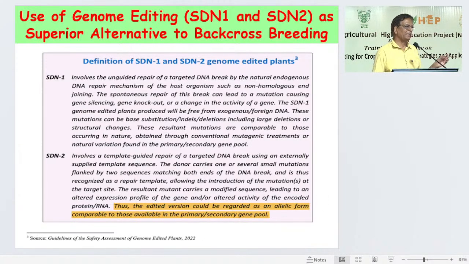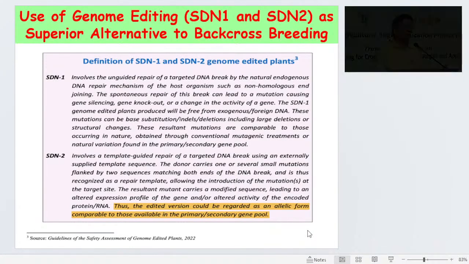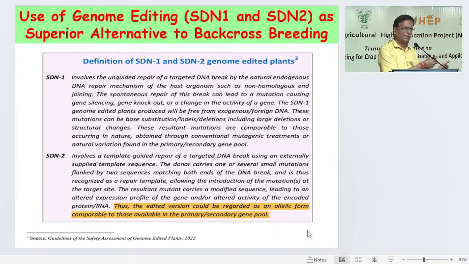Then the second, SDN2, is like allele replacement. Like you have a better allele, you can do template based gene editing, replace the allele with another one or make some minor modification. So in the definition it has been defined, if the final product is similar to the allele present in the primary or secondary gene pool, that means what we are doing by crossing, I am doing breeding by crossing the two things, and as a result sometimes I get negative linkage drag.